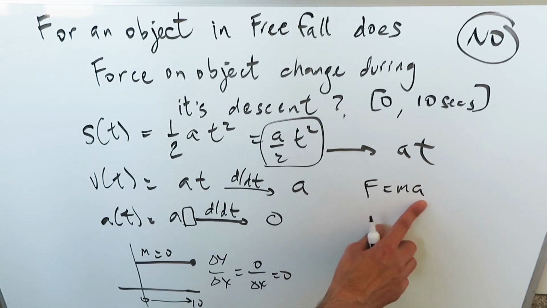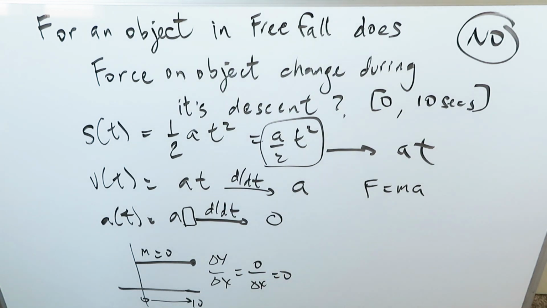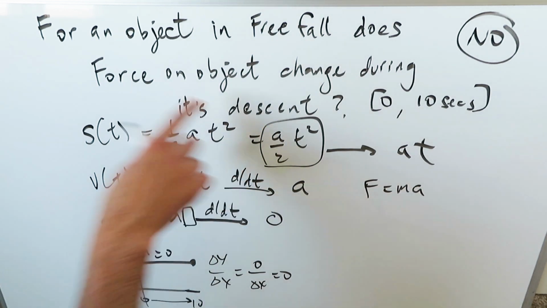Therefore, with acceleration not changing, the force must not change. The force will remain constant for the entire period that the object is in descent. The minute it hits the ground, something will change, the acceleration will change, and then the force will change. But during its descent, the force will not change.